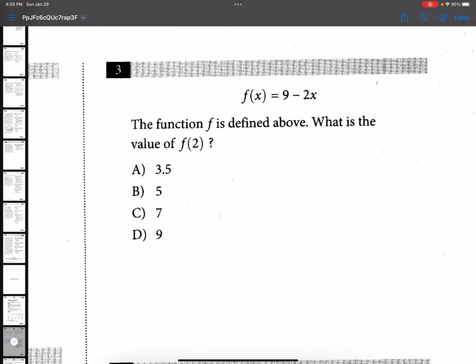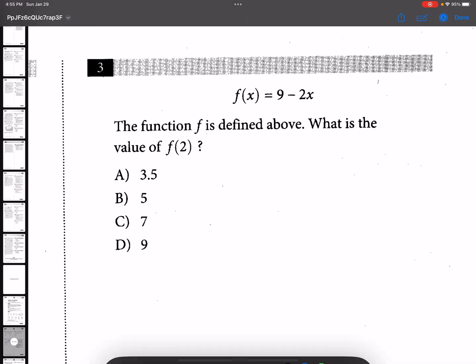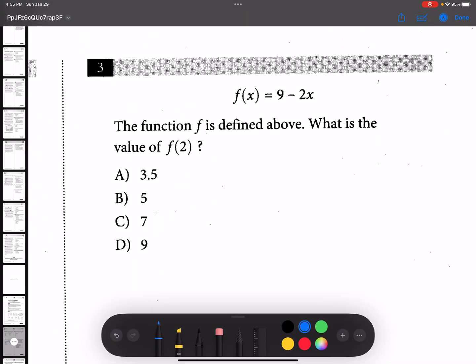Okay, number 3, the function f is defined above. What is the value of f of 2? So f of 2 is equal to 9 minus 2 times 2, which is equal to 9 minus 4, which is equal to 5. So our answer is B.